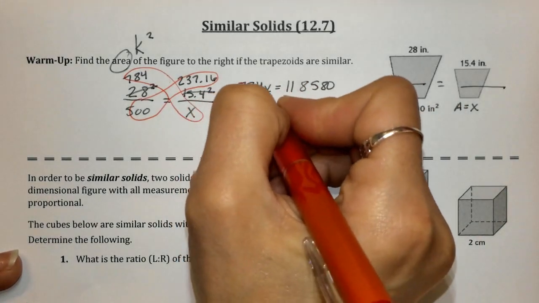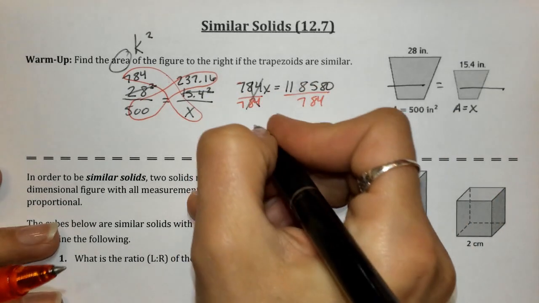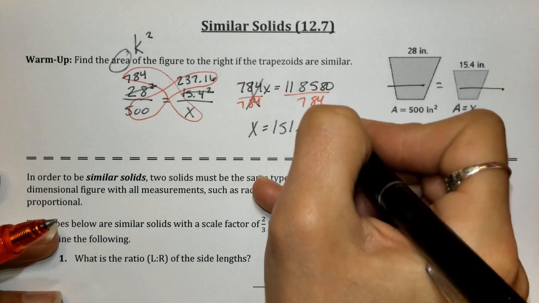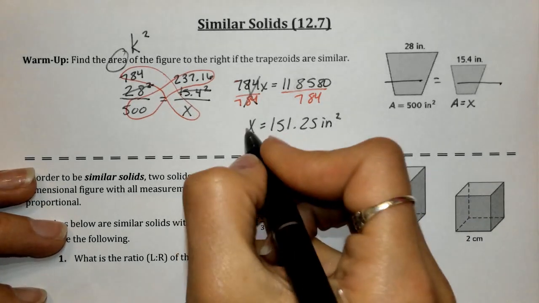Divide by 784. And this area is going to be 151.25 inches squared. And make sure we have the inches squared. It also doesn't tell us what to round to. It comes out to 0.25 anyway.